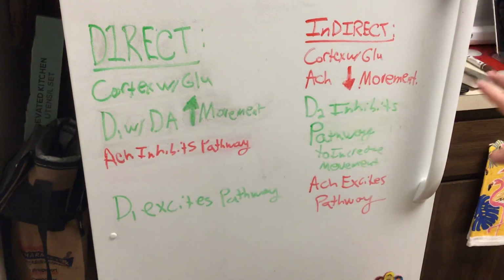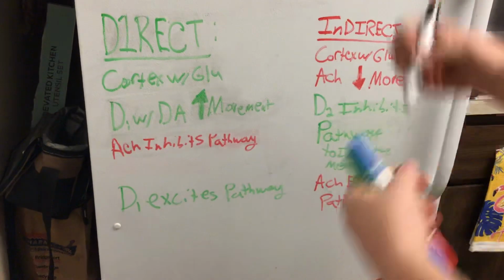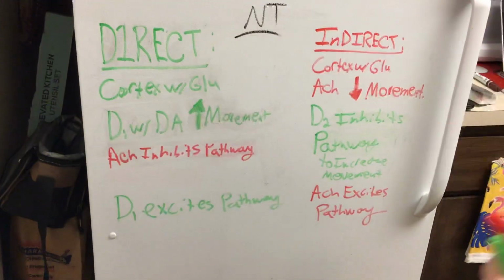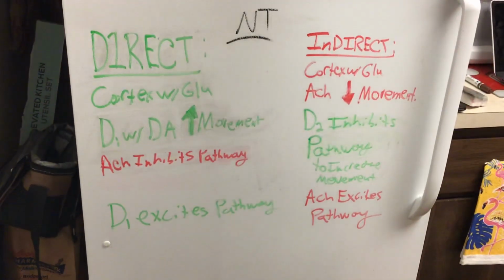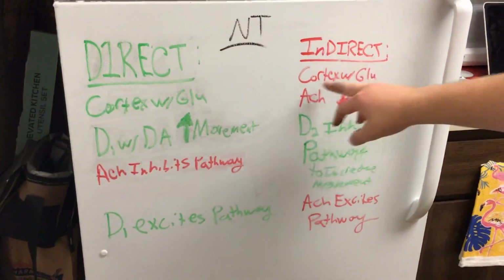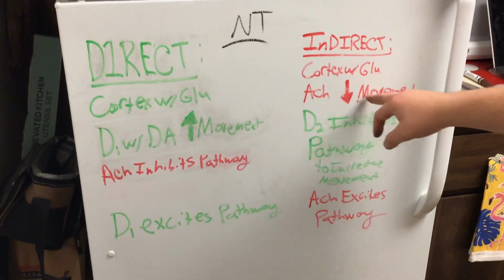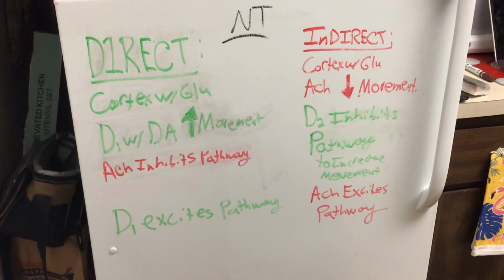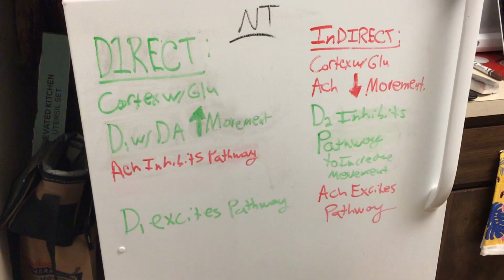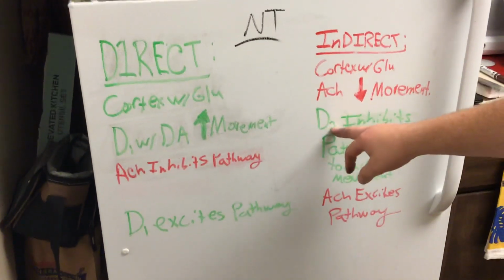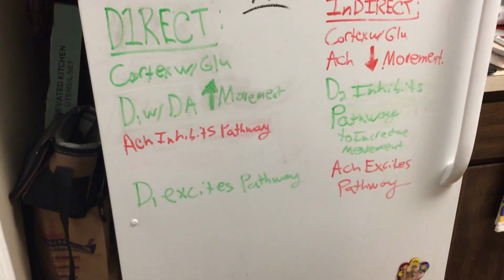Okay, so we're just going to look at the direct and indirect, and you can think of this as the neurotransmitter takeaway from each of the pathways. So in the indirect, which we just saw up here, we saw that the cortex, when it releases glutamate in conjunction with acetylcholine, ultimately leads to decreased movement. They both activate the indirect pathway, which inhibits movement. The converse is also true. The D2 receptor, when dopamine binds it, inhibits this pathway to increase movement.